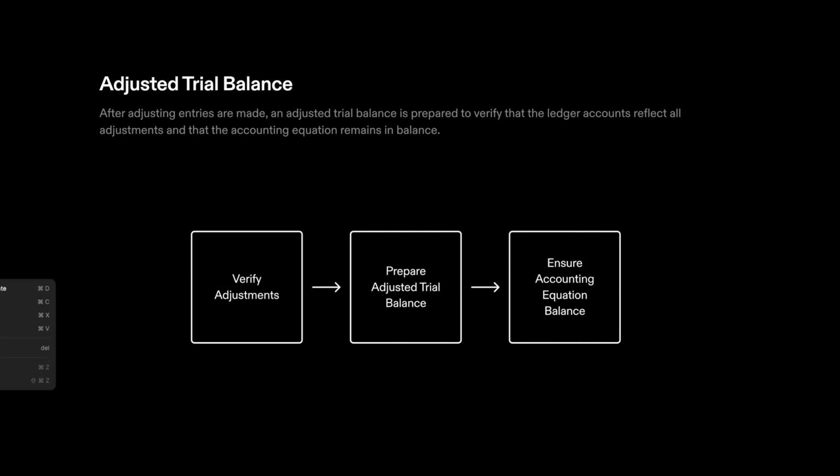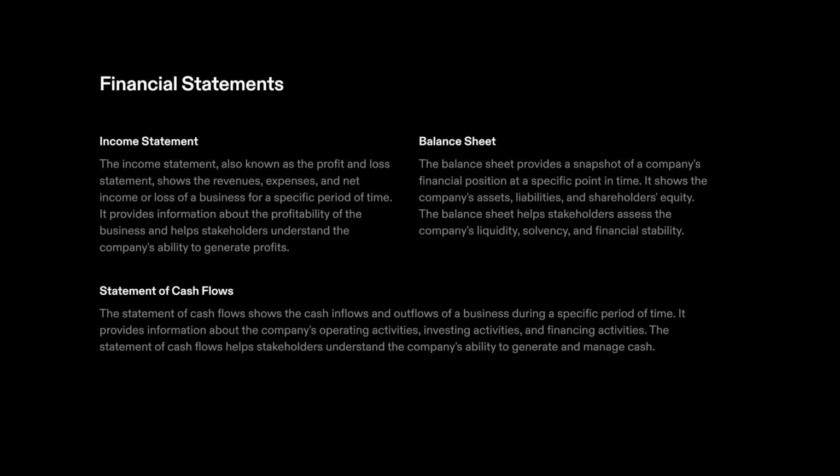7. Financial statements. Based on the adjusted trial balance, financial statements are prepared, including the income statement, balance sheet, and statement of cash flows. These statements provide stakeholders with information about the entity's financial performance, position, and cash flows during the accounting period.